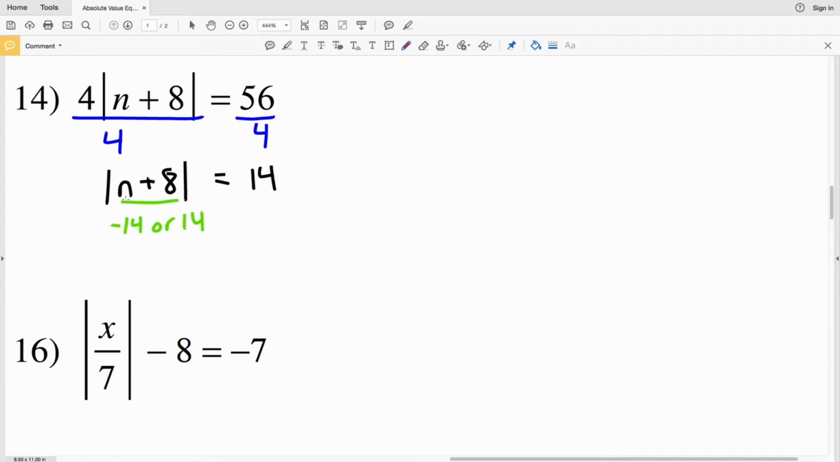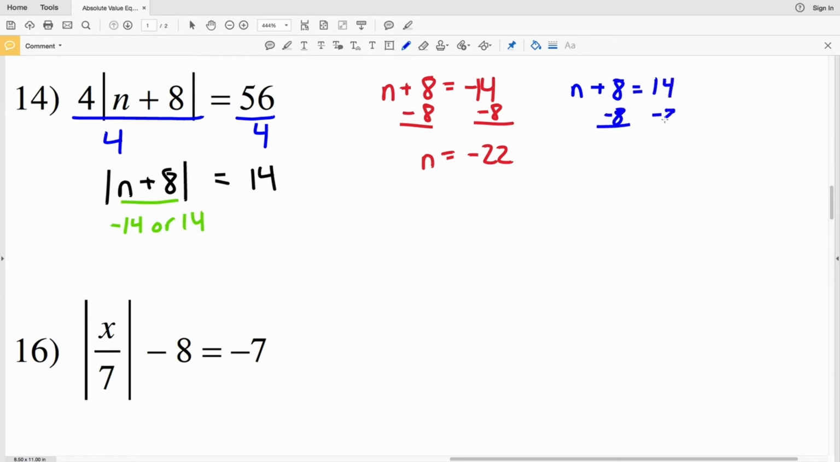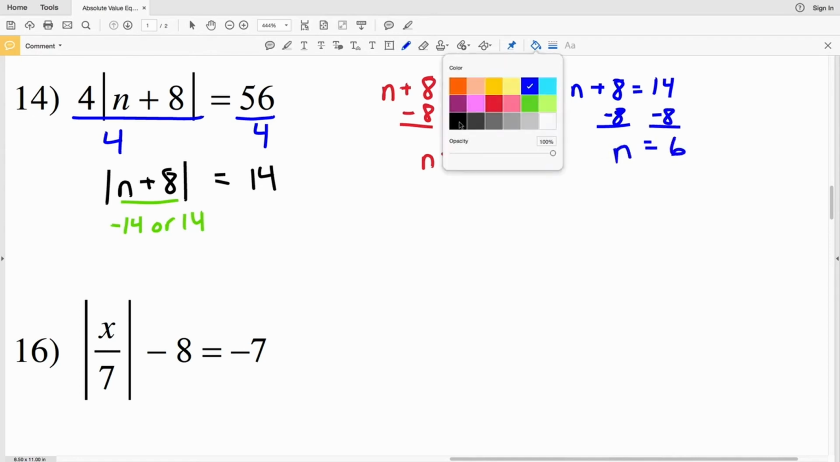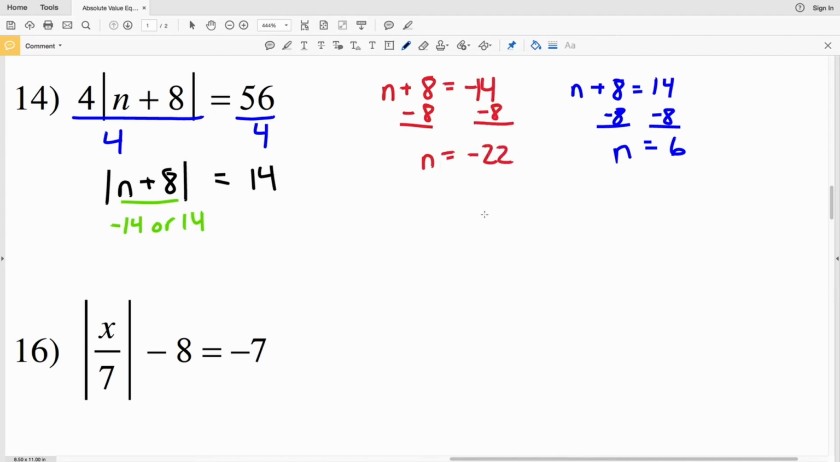So let's do the math for when n plus 8 equals a negative 14. We're going to start by subtracting 8 on both sides to get that n is equal to negative 22. Now, when n plus 8 equals the positive 14, we're going to subtract the 8 and get that n is equal to a positive 6. So for number 14, n can either equal a negative 22 or n can equal 6.